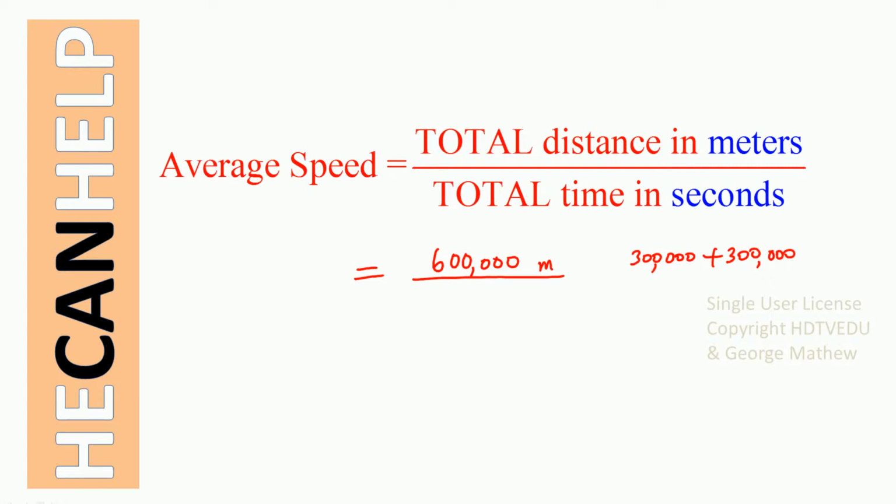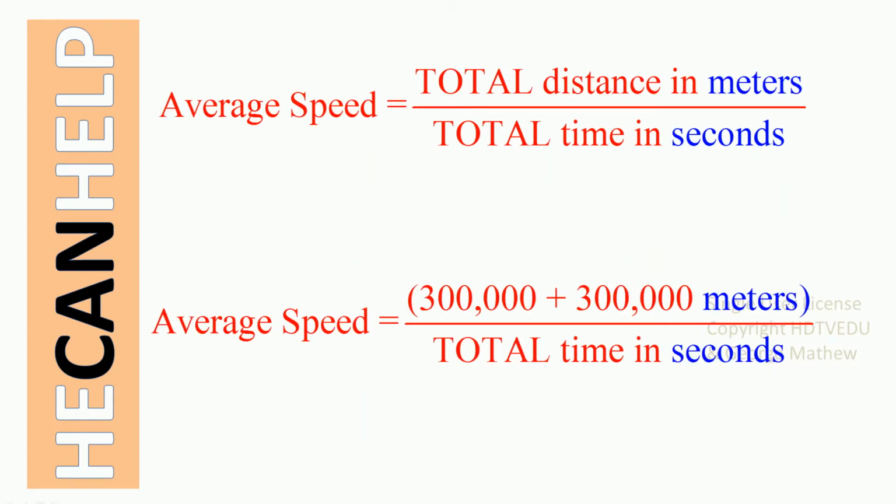What about the total time in seconds? This is Cincinnati, and this is Lafayette, and this is Chicago. So from Cincinnati to Lafayette, and from Lafayette to Chicago. What is the distance from Cincinnati to Lafayette? It is 300,000. So time is equal to distance divided by speed. So average speed is total distance in meters divided by total time in seconds, which is 300,000 plus 300,000 divided by total time in seconds.